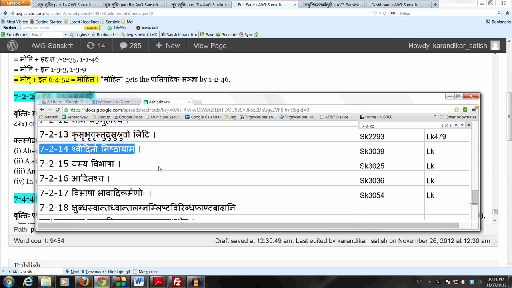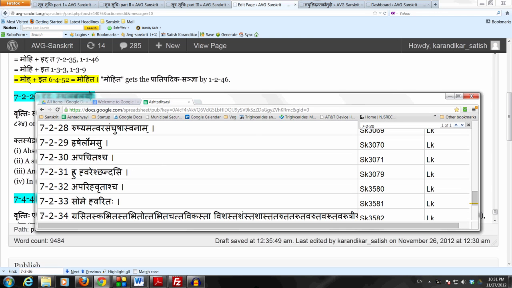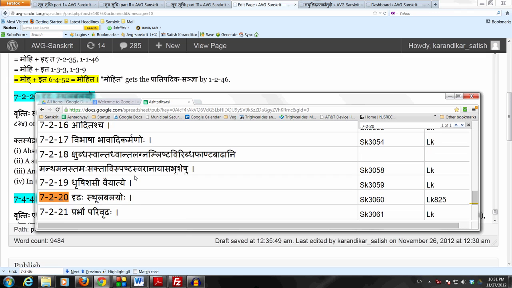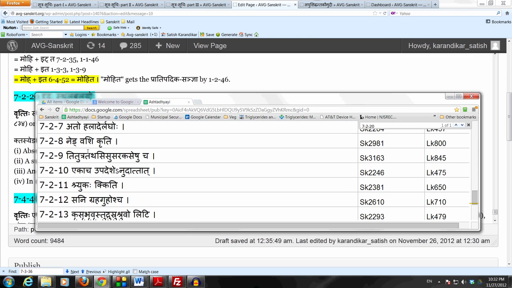which we have studied, up to 7-34. Now this is a section, Nishedakandam, which prohibits the idagamaha for a nishtha pratyaya. So that is the section in which this sutram dridha sthula balayoho is written.